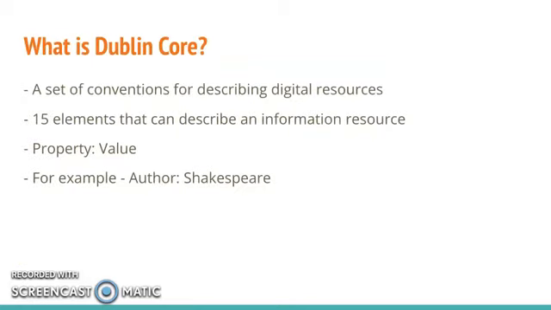Dublin Core is a set of conventions for describing digital information resources. At its most basic, Dublin Core refers to 15 elements which can describe an information resource. They are typically articulated in terms of a property, a category of descriptive information, and a corresponding value, the information that applies to the particular resource in question.